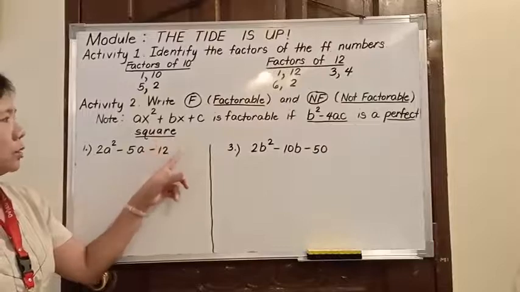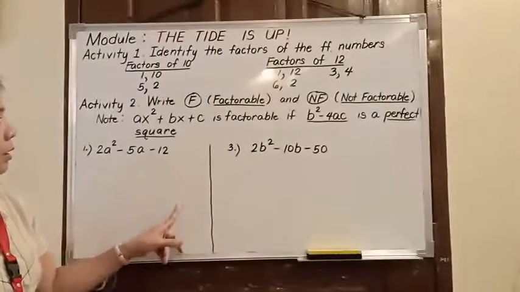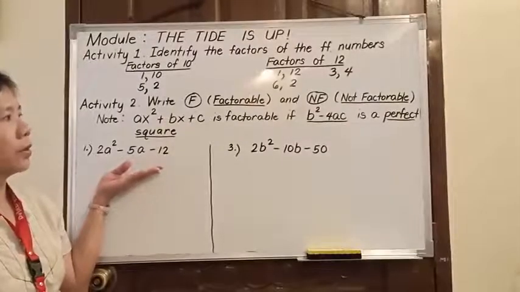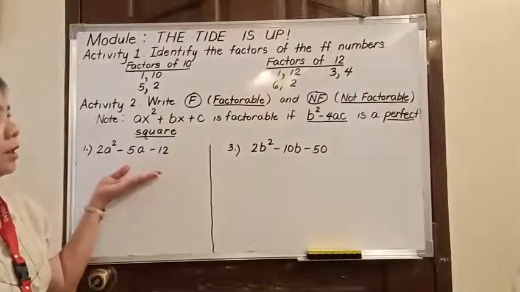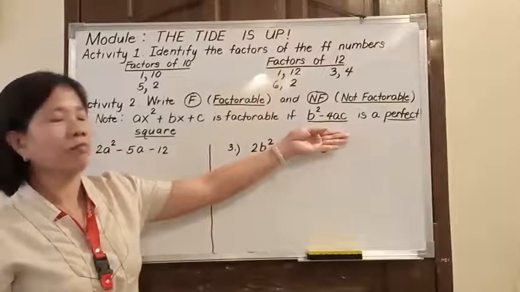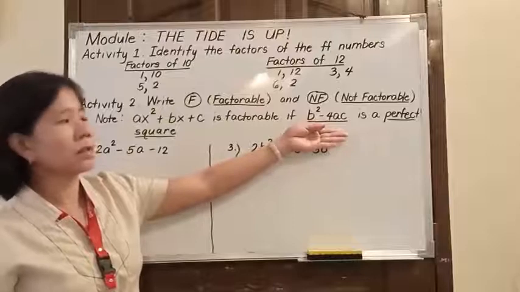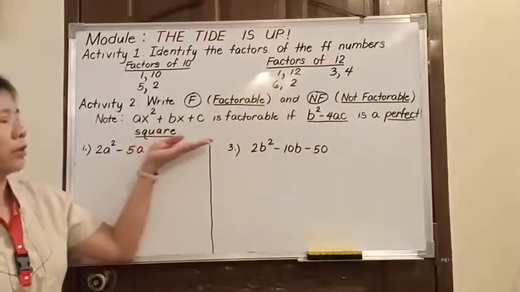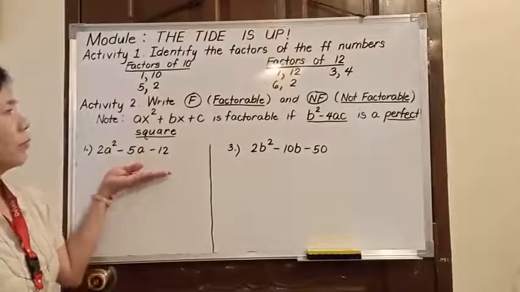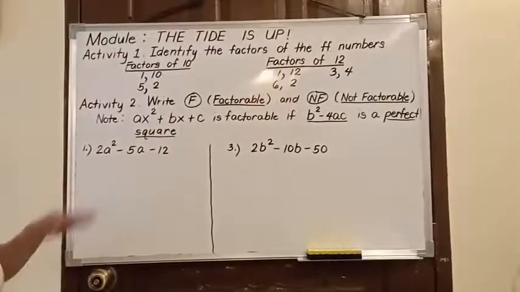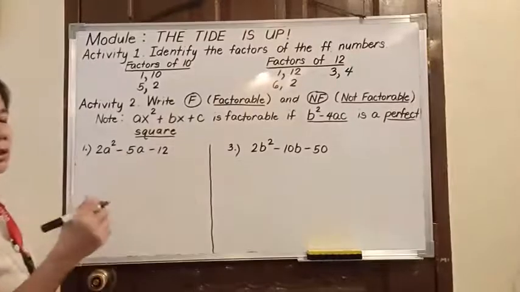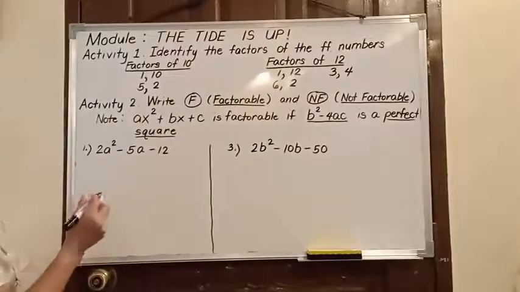So, we will check if the given trinomial is factorable by using b squared minus 4ac. Now, if the value of this discriminant is a perfect square, then the given trinomial is factorable. Okay, let us try number 1. So, we will answer item 1 tsaka item 3. So, 1 and 3 lang sasagutin natin, di-discuss natin.